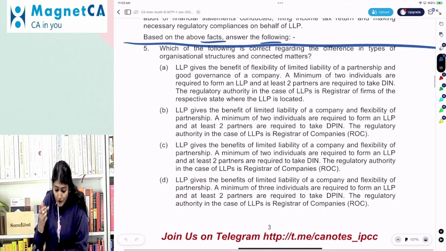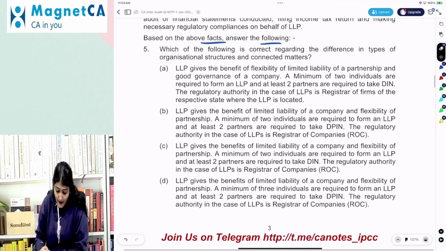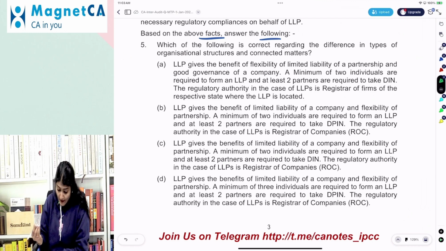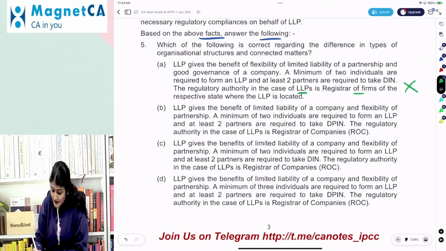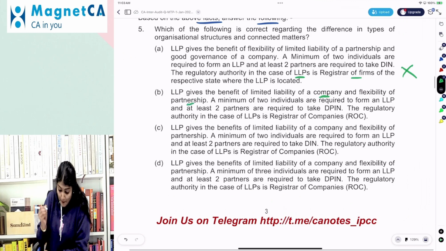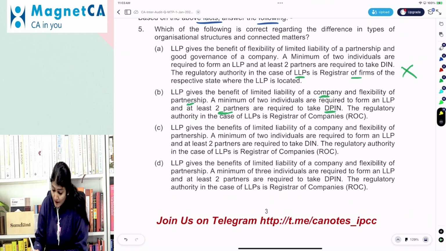Okay, right. Which of the following is correct regarding the difference in types of organizational structure and the connected matters? LLP gives the benefit of flexibility of a limited liability of a partnership and good governance of a company. A minimum of 2 individuals are required to form an LLP and at least 2 partners are required to take the DIN. The regulatory authority in case of LLP is registrar of firm. No, it is the ROC. So this is out. LLP gives the benefit of a company and the flexibility of partnership, correct? A minimum of 2 individuals are required to form an LLP and at least 2 partners are required to take the DPIN, designated partner. And the regulatory authority is the ROC, correct?